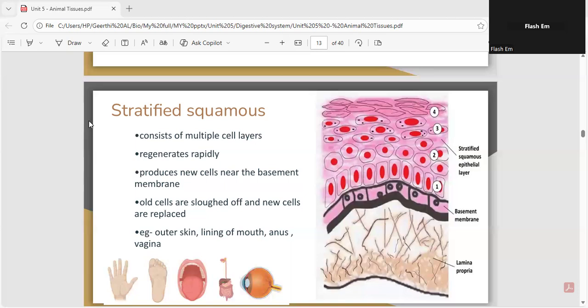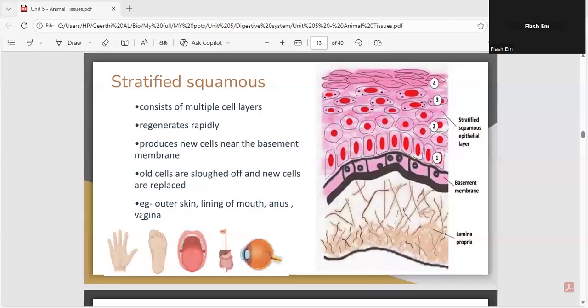Whenever the tissue gets damaged, it should be replaced, right? Because a damaged cell will not remain in our body; it will regenerate. So regeneration is very, very important in stratified squamous, because it is an epithelial layer which is more affected by abrasion and cuts. So it produces new cells, and damaged parts will be replaced with the new cells. Location is also very, very important.